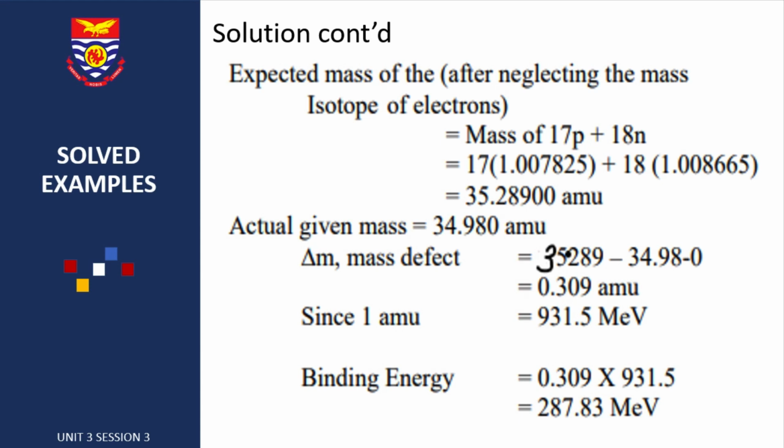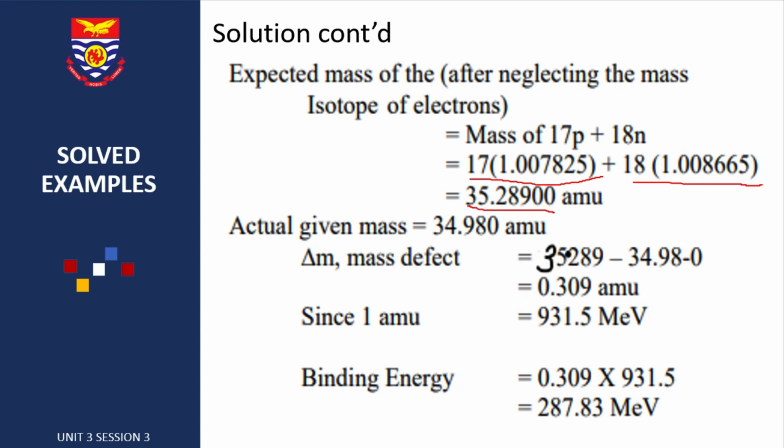First of all, we need to find the sum of the masses of the nucleons. Then, because we already know the mass of the atom, we can subtract to get the mass change, or the mass defect. Now, the mass of the nucleons is given by the number of protons times the mass of a proton plus the number of neutrons times the mass of a neutron. So this will give us 17 times the mass of a proton plus 18 times the mass of a neutron, and that will give us 35.2890 amu.